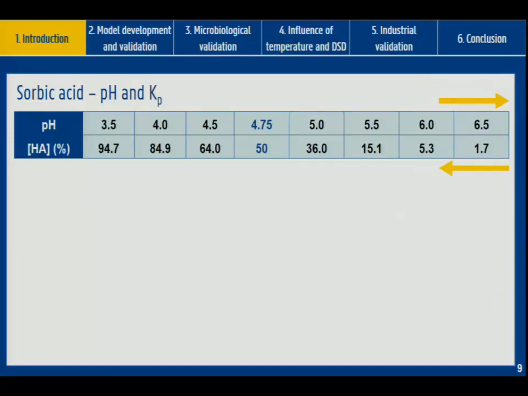A very important value to note here is the pKa value. So the pKa value is the pH value where 50% of the acid is protonated and 50% of the acid is deprotonated. For sorbic acid, this happens at pH 4.75.